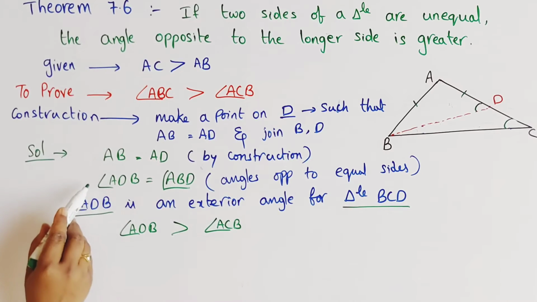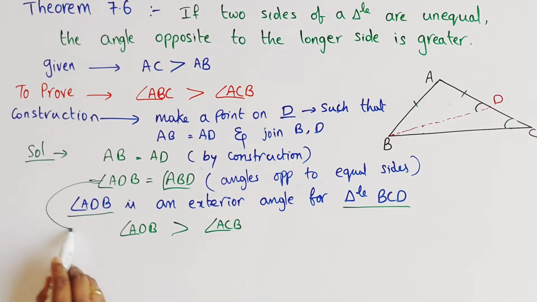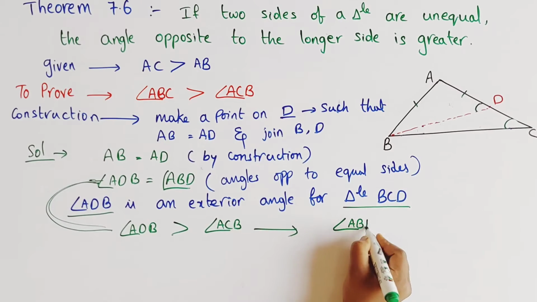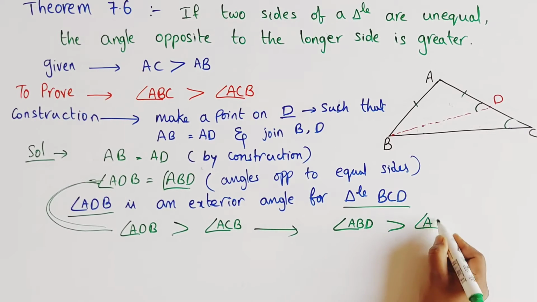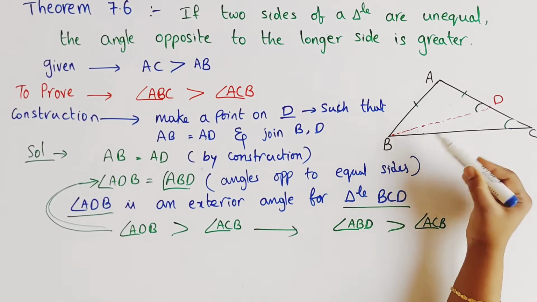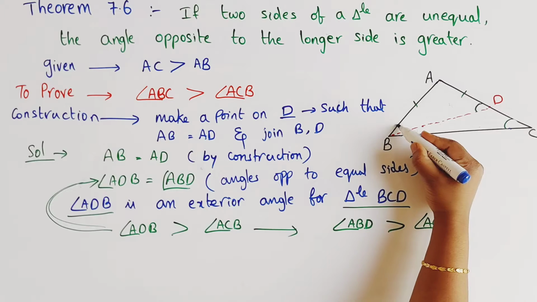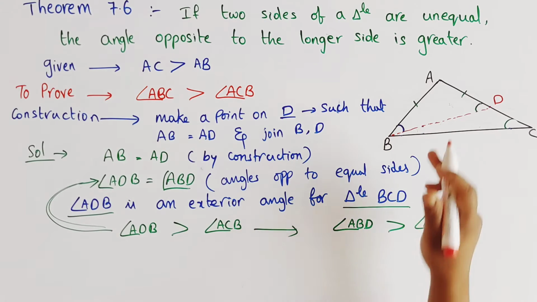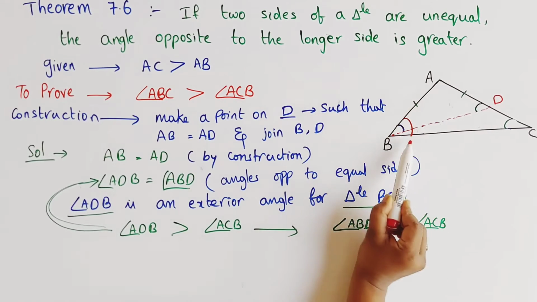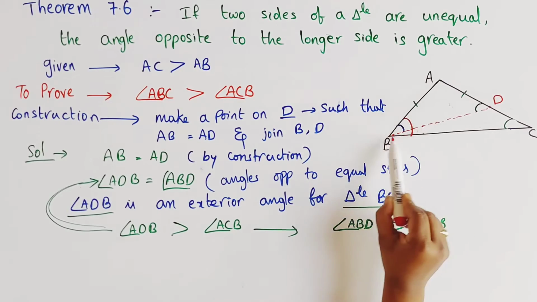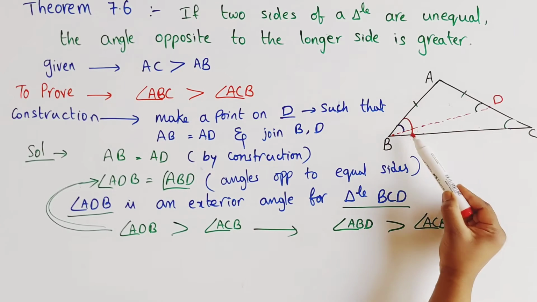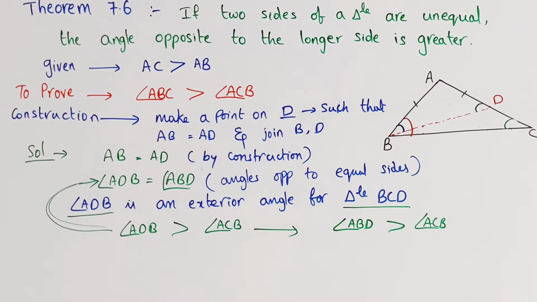What is ADB here? Angle ADB is equal to angle ABD. So can I write in this place angle ABD, such that angle ABD is also greater than angle ACB. Right, children? Now, look at these two angles, children. Angle ABD, this angle, and angle ABC, this angle, right? Now observe carefully, angle ABC is greater than angle ABD, correct? See, this is the smaller one and this is the greater one. Can I write angle ABC is greater than angle ABD?